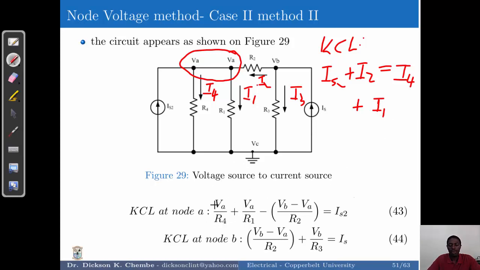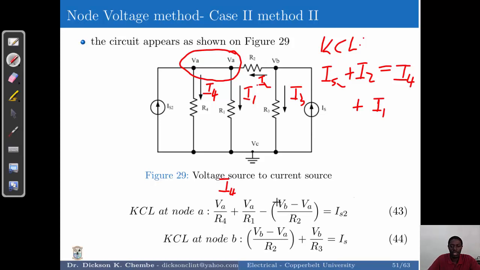So for I4, we've got VA minus VC, which is 0, divided by R4. And then we've got I1, which is VA minus VC, which is 0, divided by R1. And then when we take these over the equal sign, they become minuses, especially this one becomes a minus I2. We leave IS2 on this side. So we've got I2 is VB minus VA over R2.